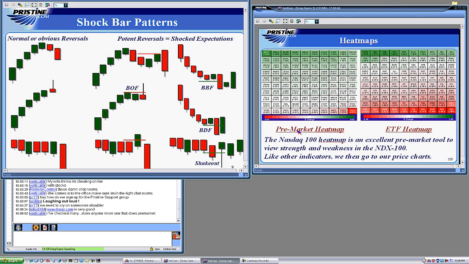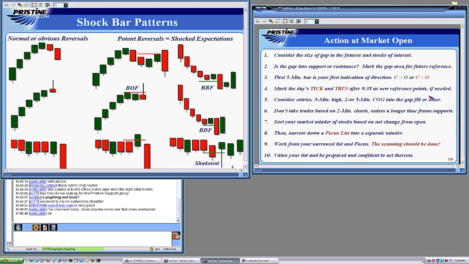Well, that slide that I'm showing you, if you go to the NASDAQ site and find this pre-market heat map, it's sorting the NASDAQ 100. At the open, look at the size of the gap. Is it gapping up into resistance? Or down to support? Mark that gap area for future reference. It may or may not get filled on that day.